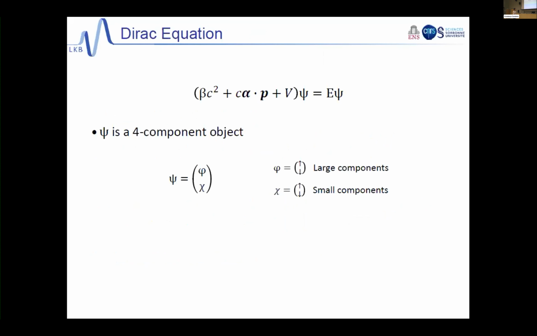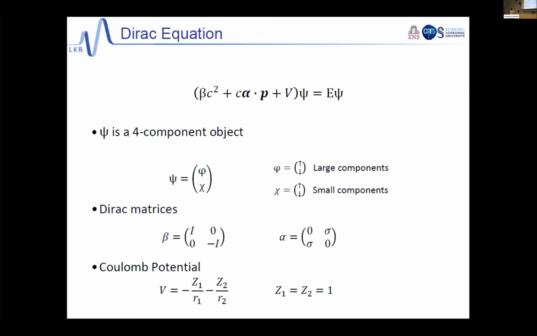This is the Dirac equation. Here, psi is a 4-component object. It's the Dirac wave function. We split it into 2 components, phi and chi. Phi are the large components and chi are the small components, because in a weakly relativistic system, phi is much larger than chi.